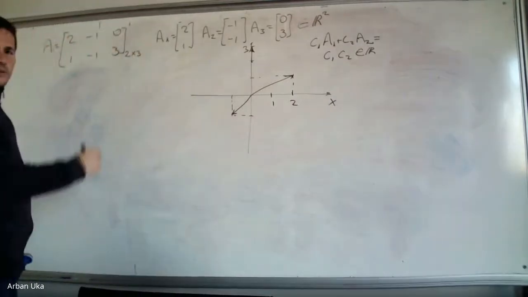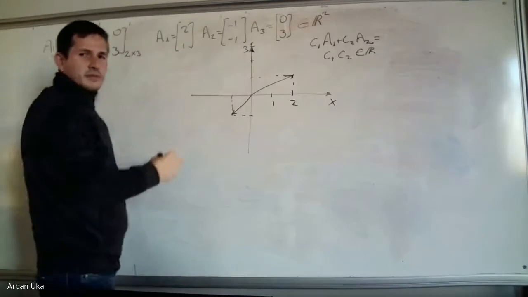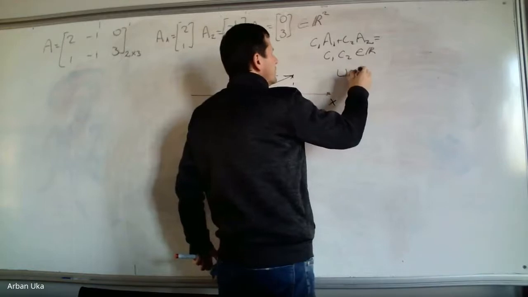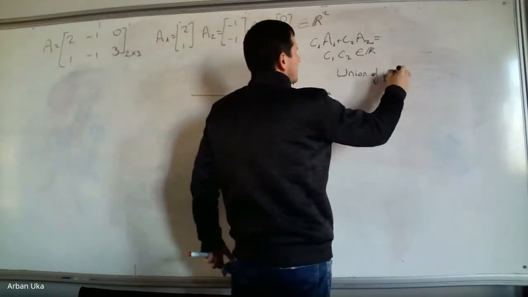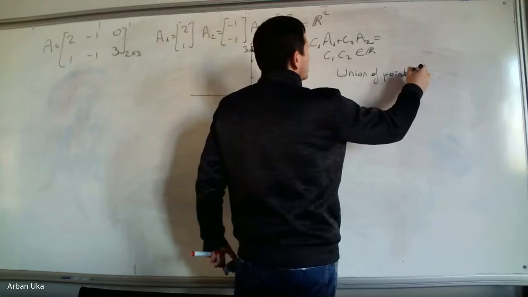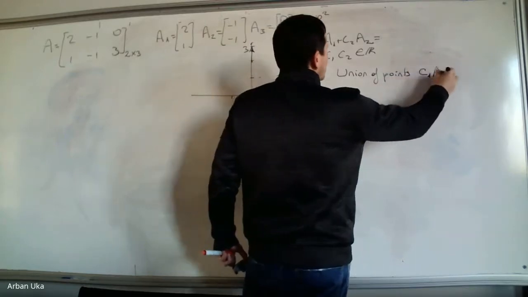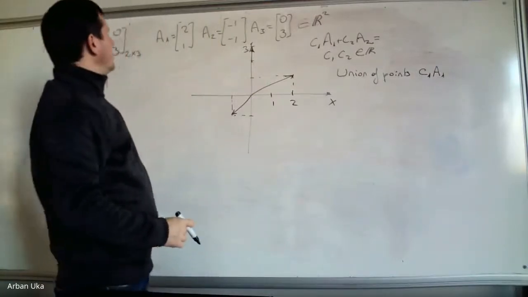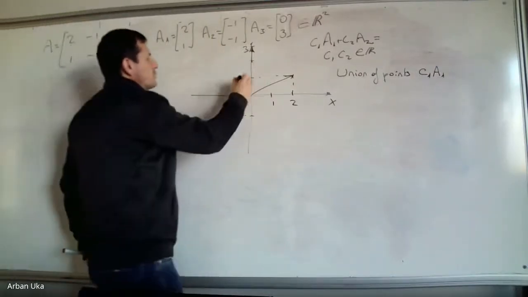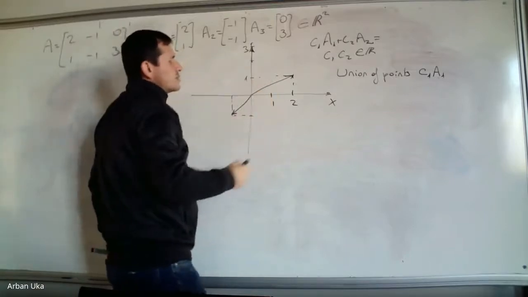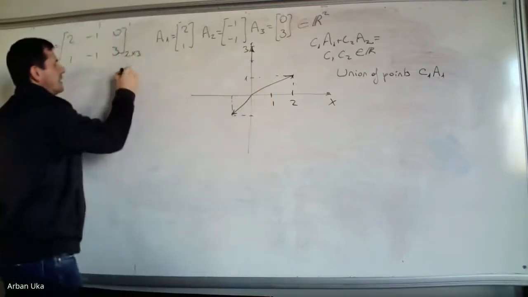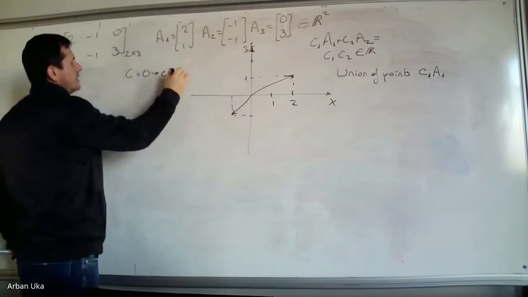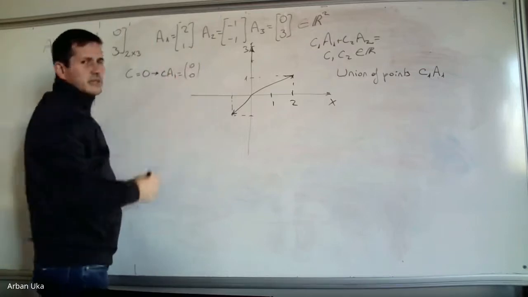But now, initially, I want to ask you this question. Let me see which part of the board is more efficient. Let's write it here. What is the union of points defined by C times A1? A1 is (2, 1), so it is a vector here. So, assume for a moment, if C is equal to 0, then C A1 is equal to (0, 0), right?